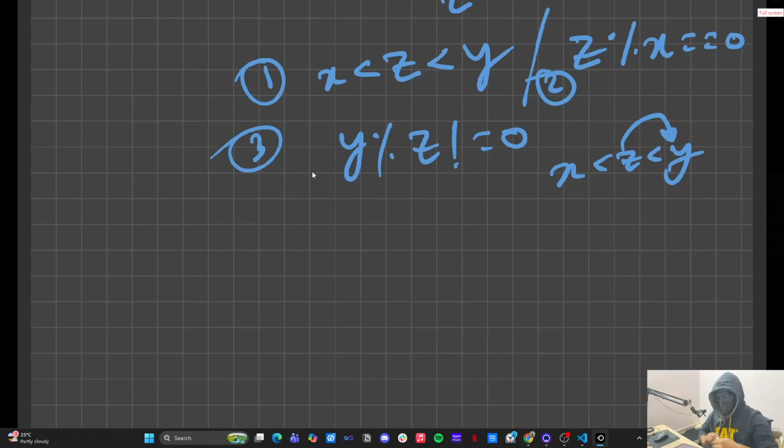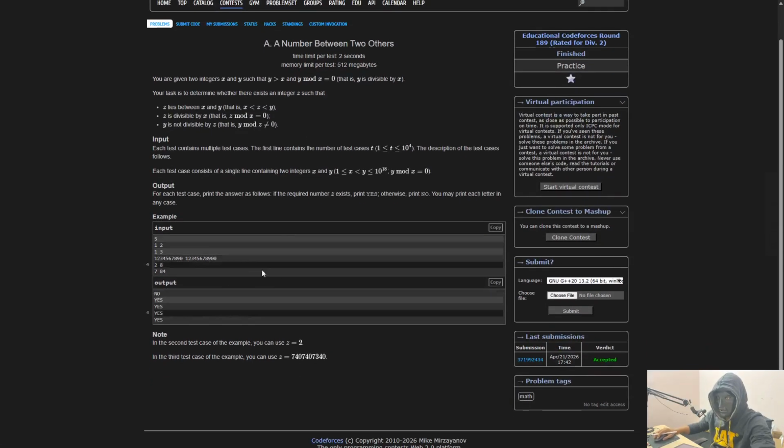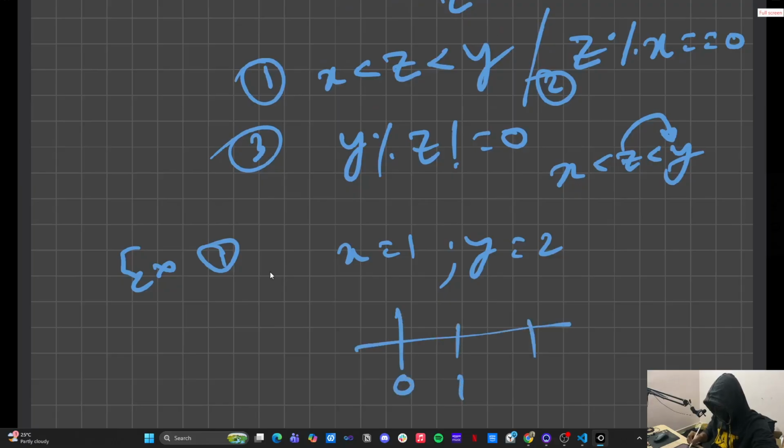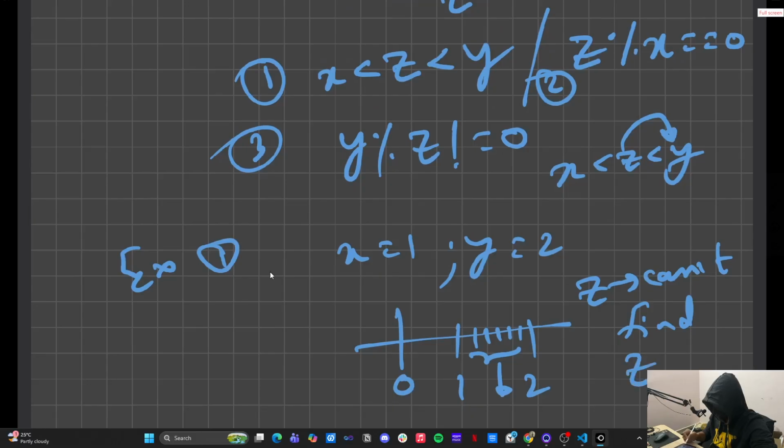If you see the examples, in the first example what they've given is x is 1, y is 2. So if you try to find an integer between 1 and 2, this is a number line, 0, this is 1, this is 2. You have a lot of numbers in between 1 and 2, but it is not a proper number, it is a decimal number, right? So you don't have any number. So in the first case you cannot find z. So here the answer is no, you cannot find z.